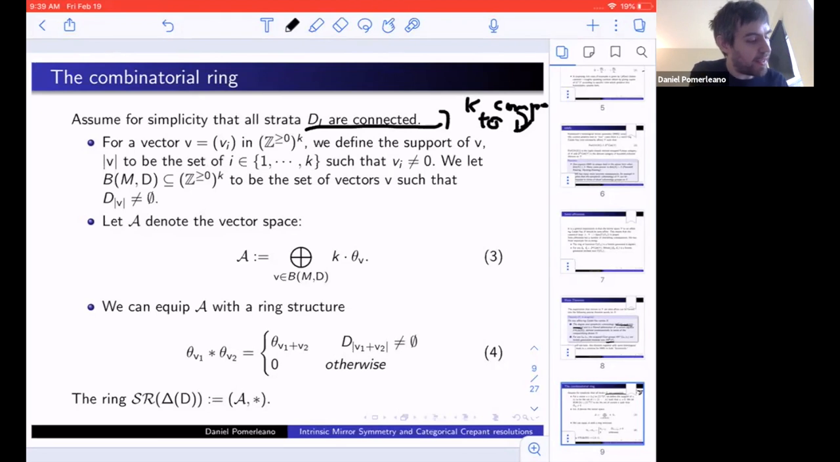And we let the space of possible vectors be the set of vectors such that, if you take the vector v and look at all of the i's where v is non-vanishing, the corresponding divisor stratum is non-empty. And then we let A be the vector space freely generated by vectors in this set.